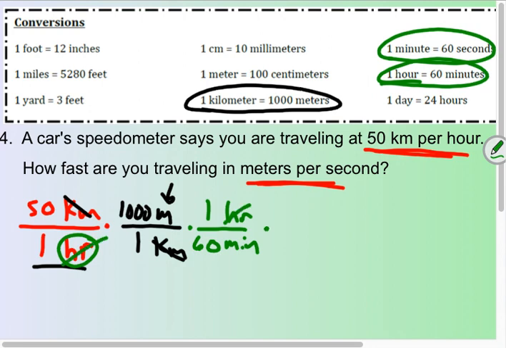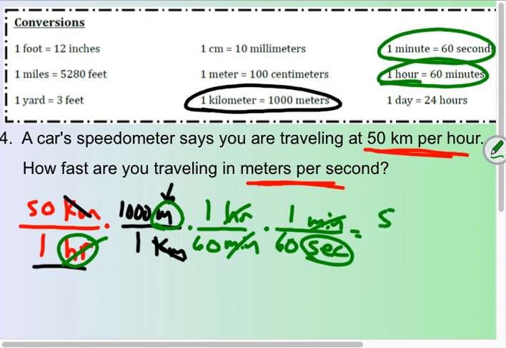Times, now, hours cancel out. Minutes will go in the numerator, and we're converting to seconds now. There's 60 seconds in 1 minute. So my minutes can now cancel out. So the two labels I'm working with are meters, that's my distance, and seconds, that's my time. Multiplying straight across on top, looks like we're going to get 50,000, 50 times 1,000, 50,000, all over, what do we got?